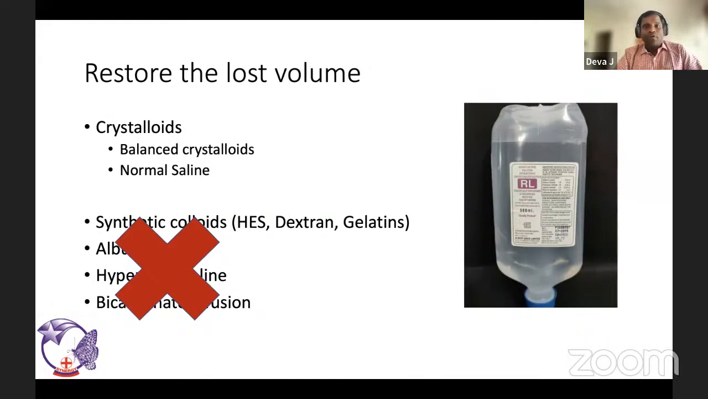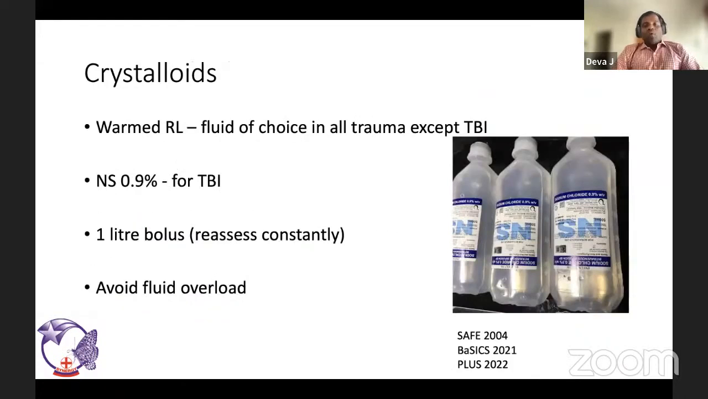So warmed Ringer's lactate, this is what I talked about, is the fluid of choice in all trauma except when there is head injury. We prefer normal saline for traumatic brain injury, and the initial volume is 1 liter, and you reassess constantly. You cannot keep pouring crystalloids after crystalloids. You have to keep reassessing, order blood early if required, and avoid fluid overload.